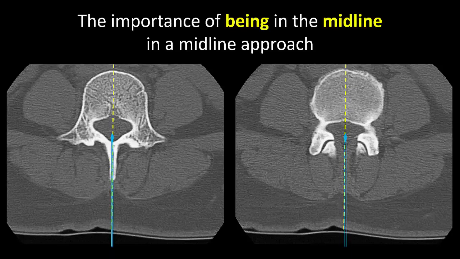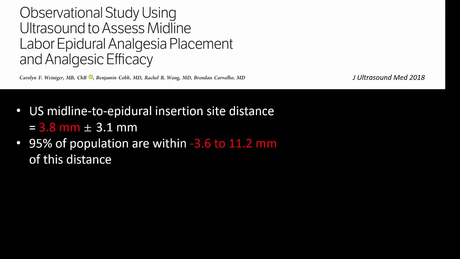It goes without saying that a successful midline approach involves inserting the needle in the neuraxial midline. The problem is that the true neuraxial midline is not always accurately located by palpation alone, and we are often not placing our needle in the midline. This is illustrated in this study, which looked at whether placing an epidural off the true midline affected the efficacy of labor epidural analgesia. What was interesting was that the average distance of the epidural puncture site from the true midline as assessed by ultrasound was almost 4 millimeters.